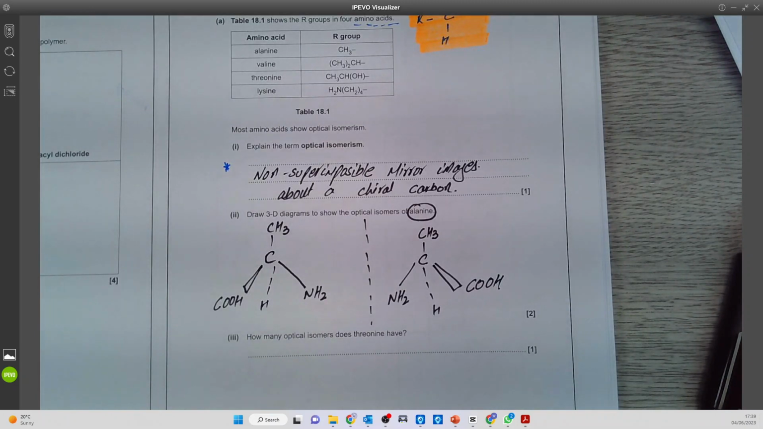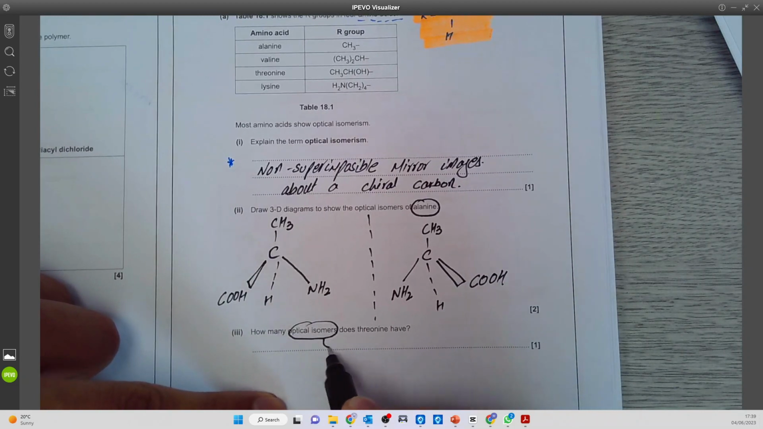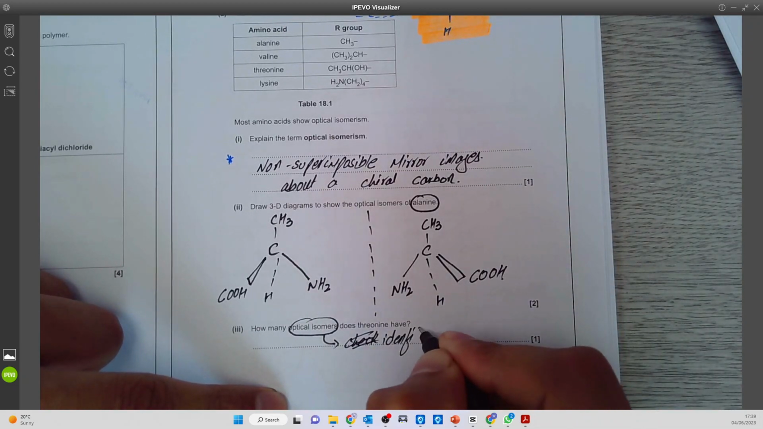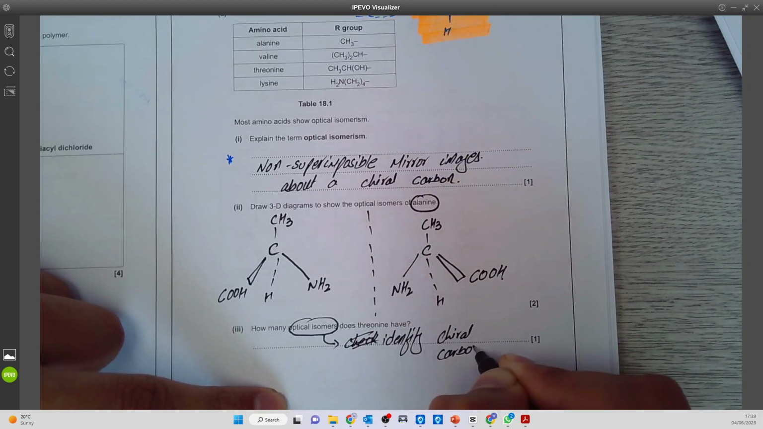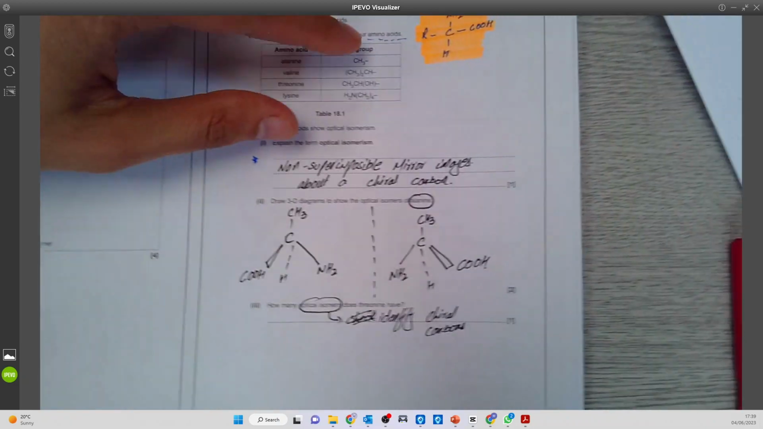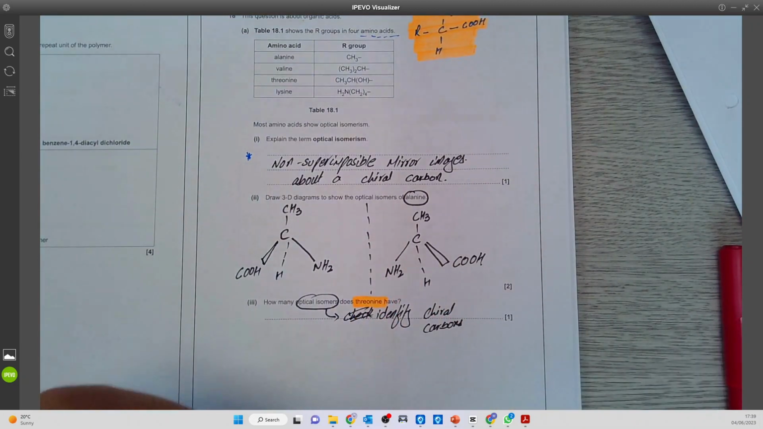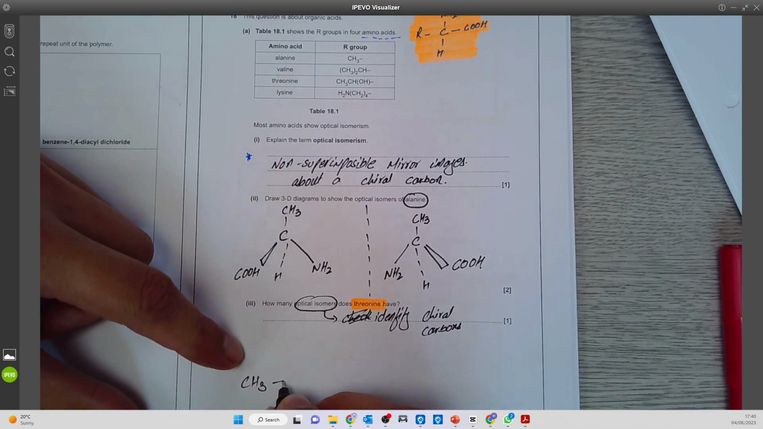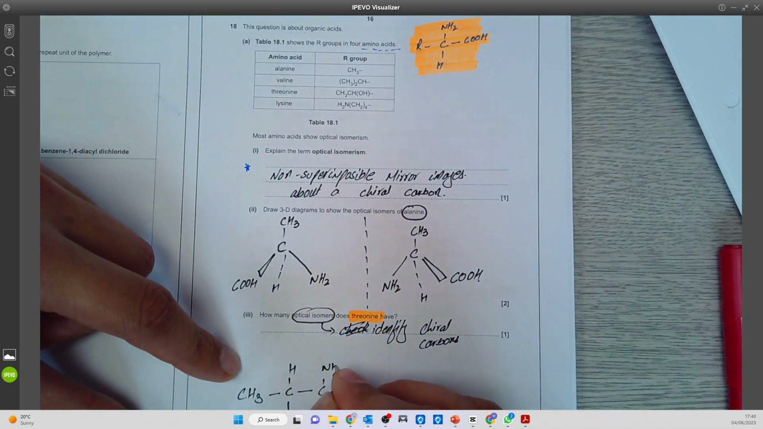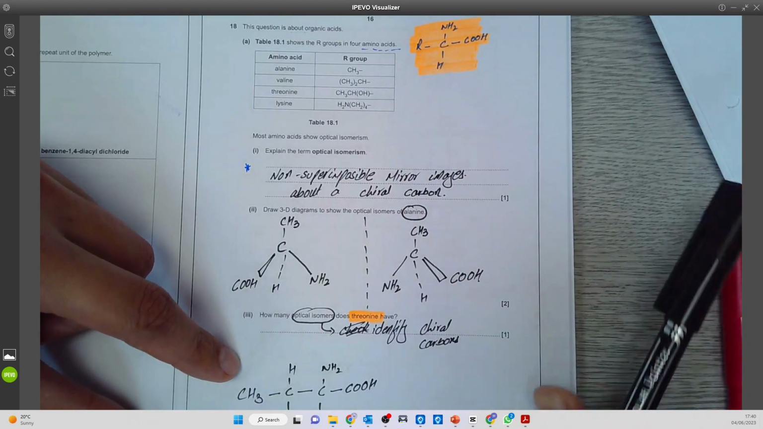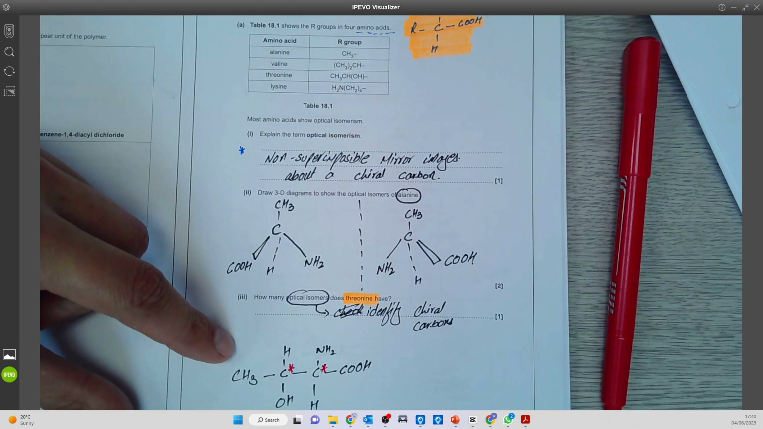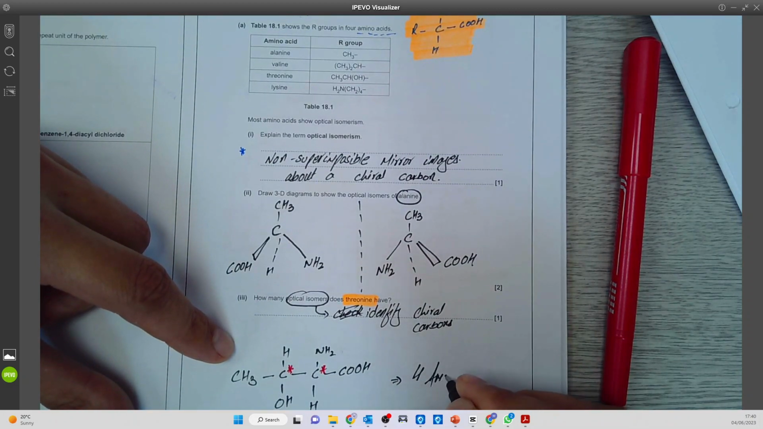Next question says, how many optical isomers does threonine have? Optical isomers. So I'll have to identify chiral carbons. I'll draw the structure before I work out the answer. So this time it is about threonine. What is threonine? It is CH3, CH, and OH. So you can say CH3 dash C dash H dash OH dash. I can copy the remaining structure from here. NH2, COOH and H. So I've got one chiral carbon here, and I also have another chiral carbon here. So in total, how many structures will I have? 4 different structures. So I can say the answer is 4 for this question.